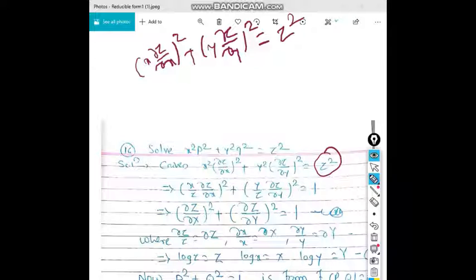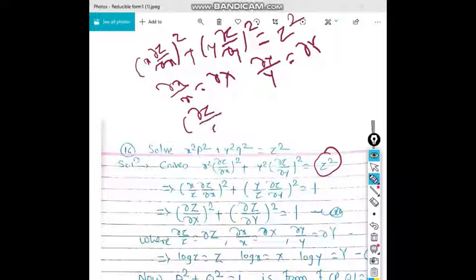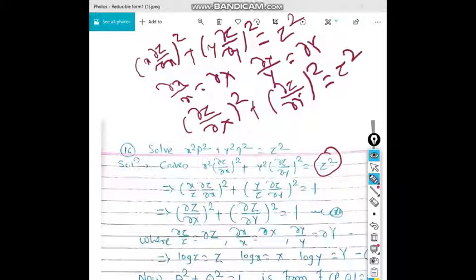So here only two substitutions we are going to do. That is, ∂x by x is ∂ capital X, and ∂y by y is ∂ capital Y. Because of that, this example becomes (∂z/∂X) whole square plus (∂z/∂Y) whole square equal to z square. So we get the form p square plus q square equal to z square. So the equation is reduced to type 2, the p, q, z form. Now we know how to solve this p, q, z form.